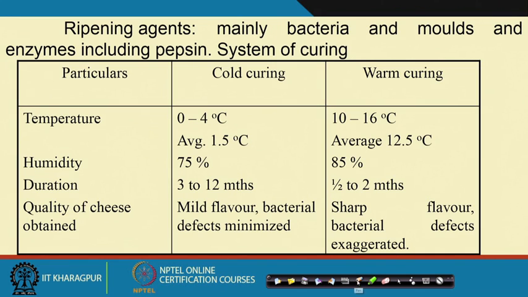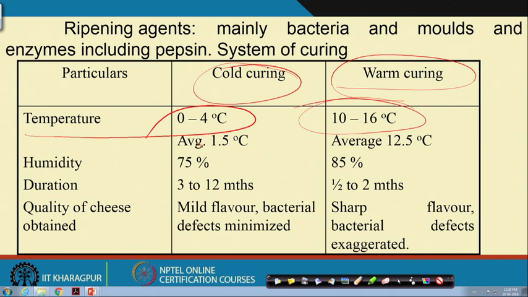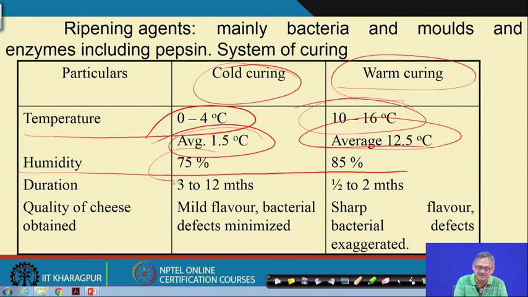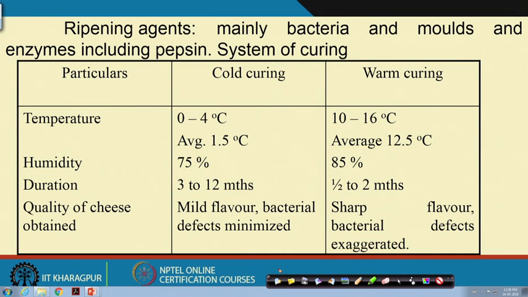Say some examples we have given, that temperature between 0 to 4 degree centigrade, that is called cold curing, and if it is warm curing between 10 to 16 degree centigrade. Average temperature is 1.5, average temperature is 12.5. Humidity, generally high humidity 75%, 85%. Duration, here it is for cold curing 3 to 12 months, for warm curing it is up to 2 months. And quality of cheese obtained is normally mild flavor, bacterial defects minimized, and it could be sharp flavor, bacterial defects could be exaggerated because temperature is increased, right.